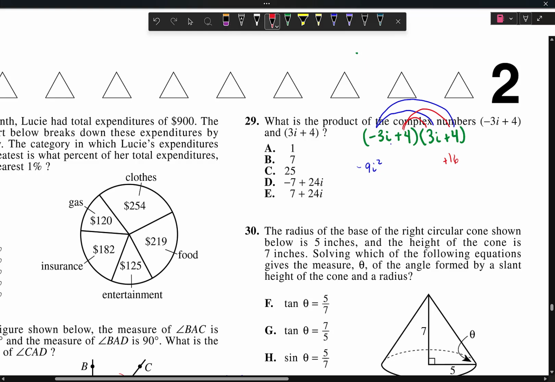And then we're just left with negative 9i squared plus 16, which you'll notice is not a choice. So you have to recall that i squared equals negative 1. So we're going to substitute negative 1 for i squared, and we end up getting positive 9 plus 16 equals 25. The much more efficient way is to just type this in your calculator if you have one. It'll give you the answer instantly.